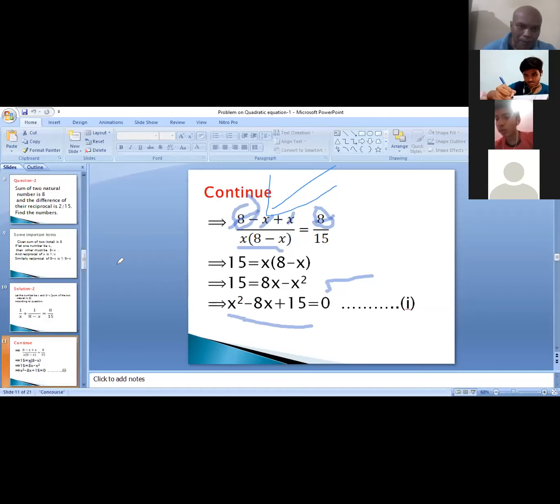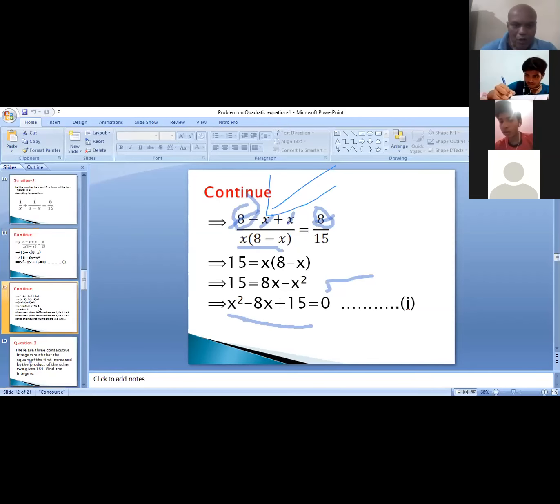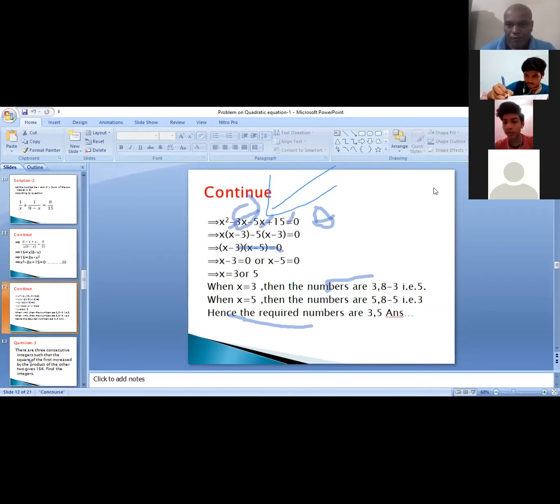Solve the equation. So this equation is what? x square minus 3x, because 8x is there, so minus 3 minus this is 15.